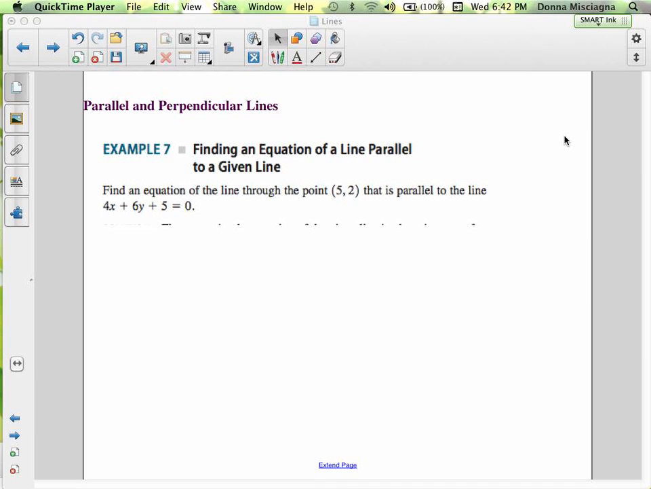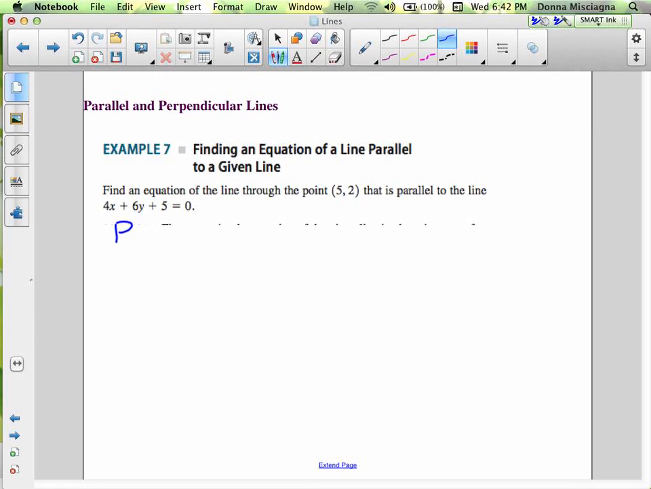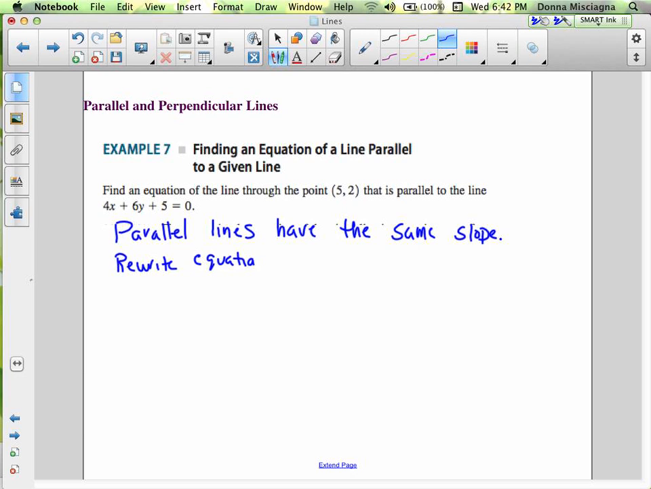Right, now let's find the equation of a line parallel to a given line. Well, first thing to remember about parallel lines, parallel lines have the same slope. Right, so if your equation's not in slope-intercept form or in point-slope form, because you can find the slope from point-slope, you want to rewrite the equation into slope-intercept form.